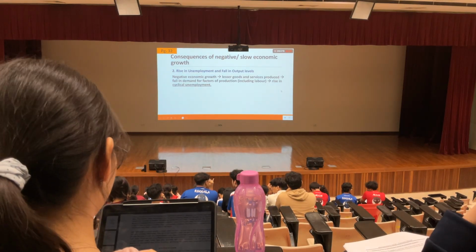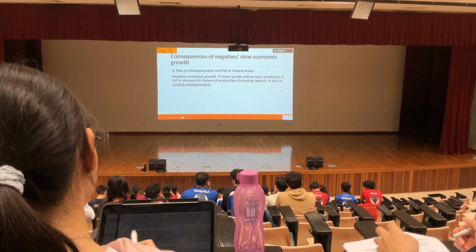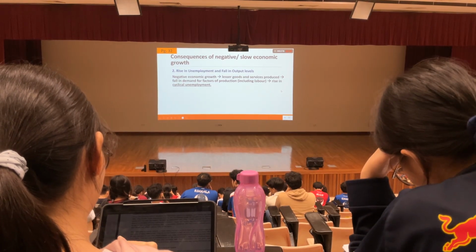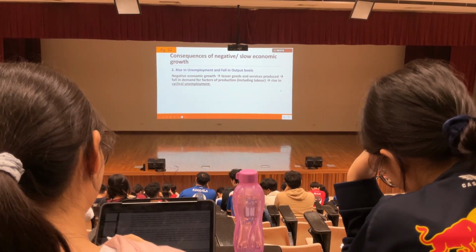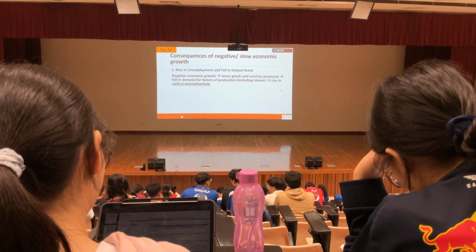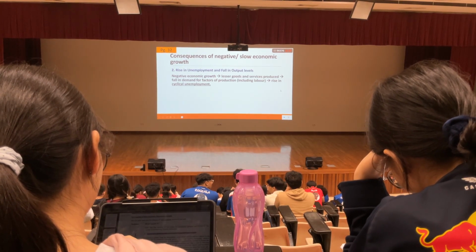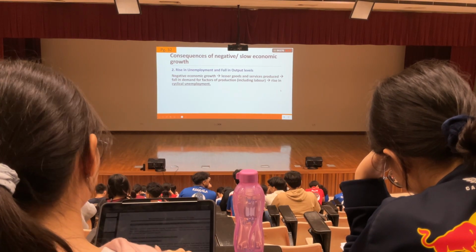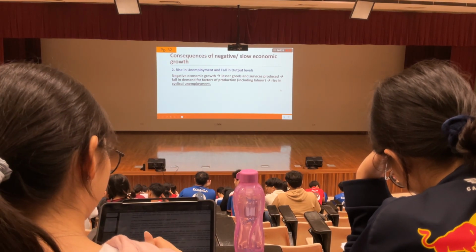So next, if you have negative economic growth, lesser goods and services are produced, and you have a fall in demand for factors of production, including labor. This would mean that you have an increase in cyclical unemployment. Okay? Page 35.